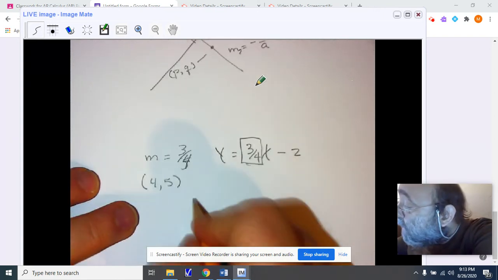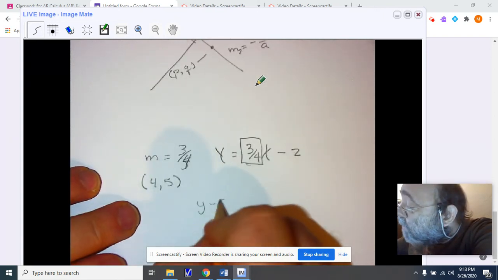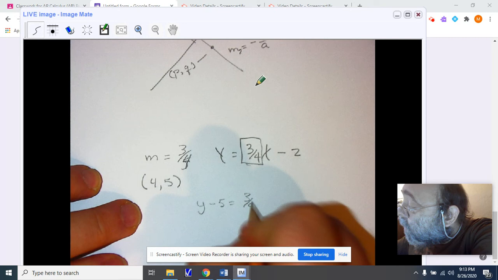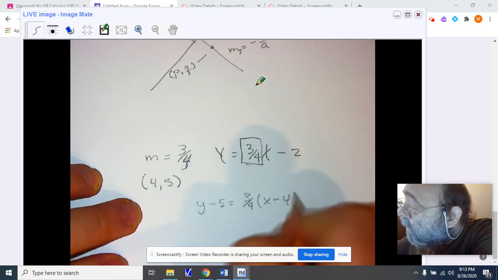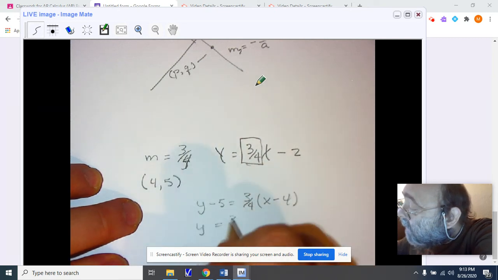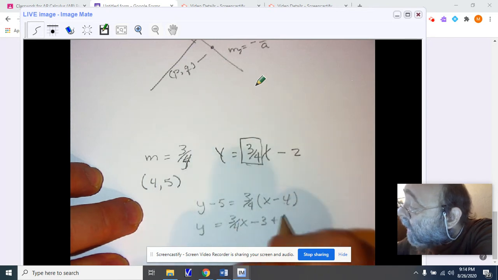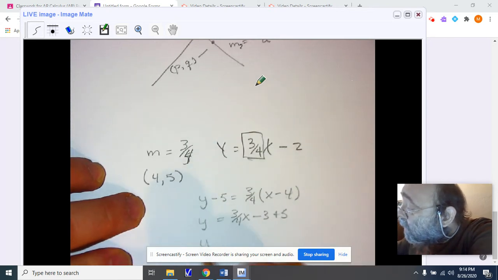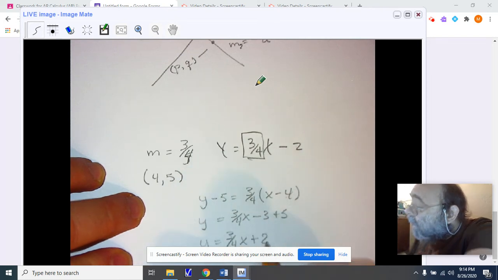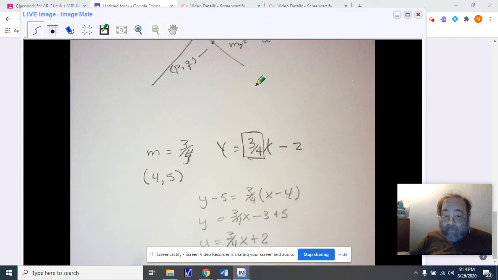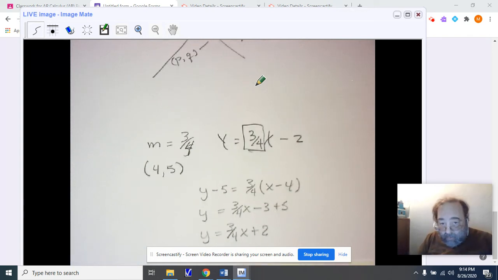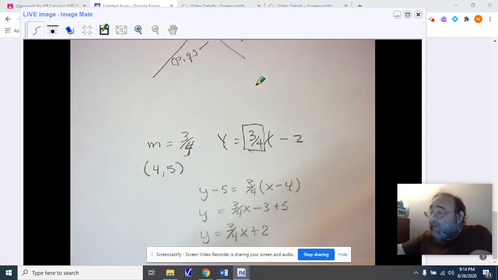Now we can go ahead and we can put it in. Y minus 5 equals 3/4 times x minus 4. Y equals 3/4 x. Notice that we have a -3 plus 5, and lo and behold, the equation of our line is y equals 3/4 x plus 2. So it's very close to the original line, but they are distinctly different.